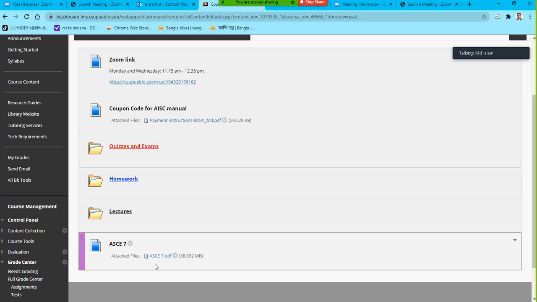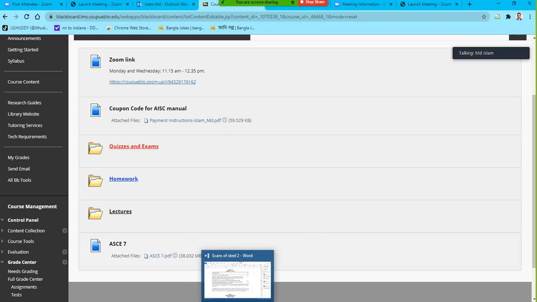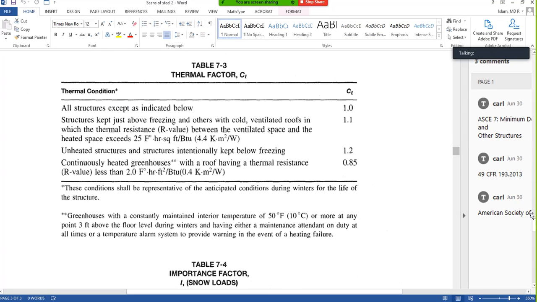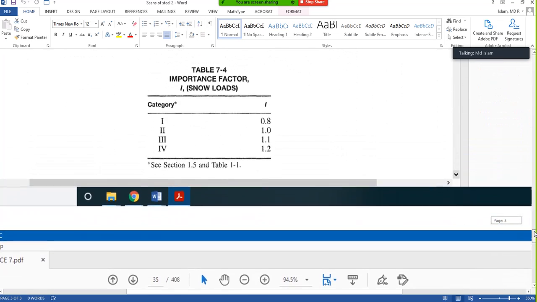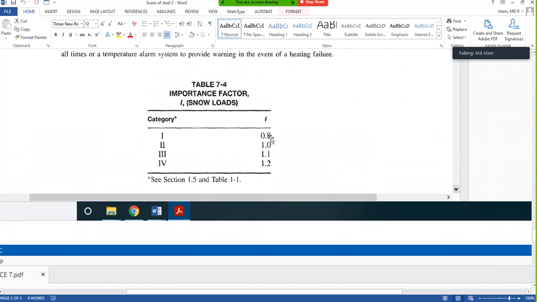They will change everything, but the concept they do not change. They change some minor values, which are needed by design engineers only. Even for learning purposes, the old one is also good. They will just change the values, like the importance factor, which they may make 0.85, or category 4 may be 1.25. The concept is the same, and the numbers of the equations and figures are also the same. They did not change the numbers.